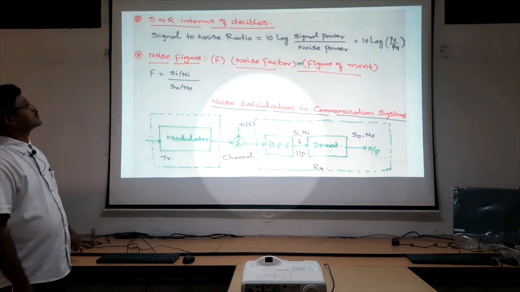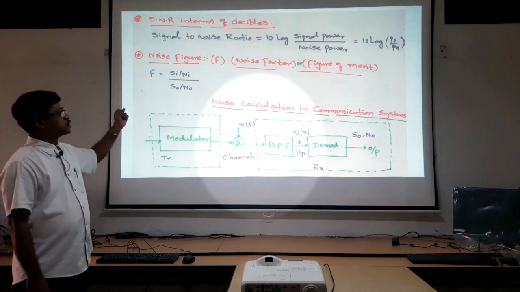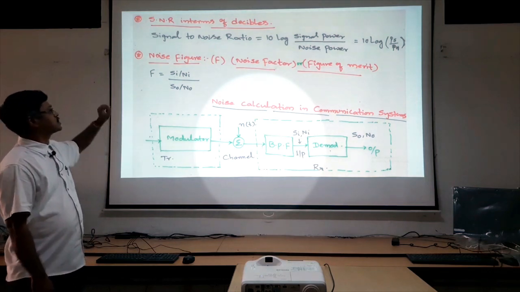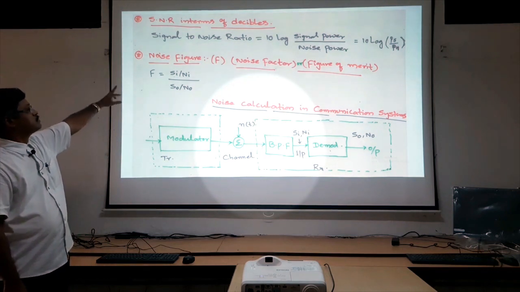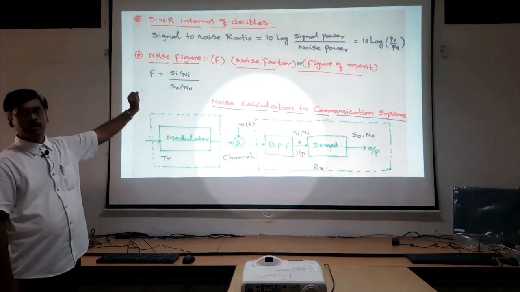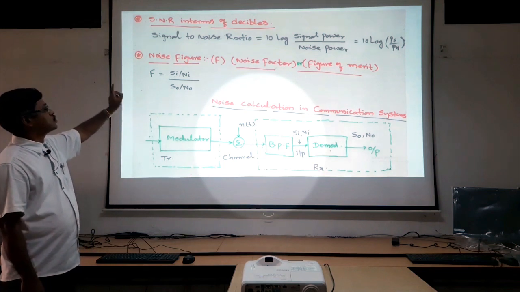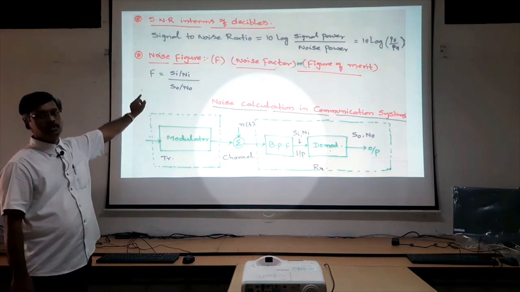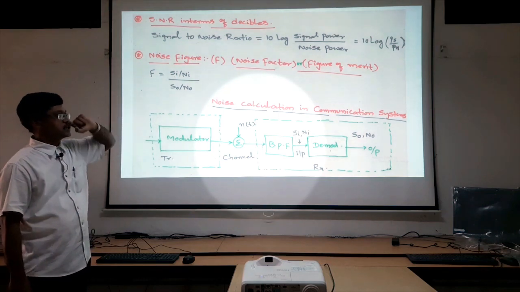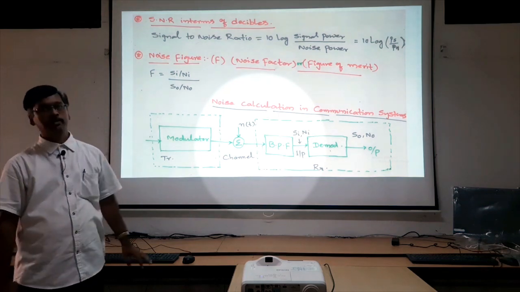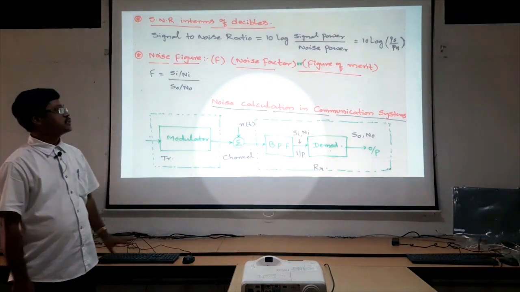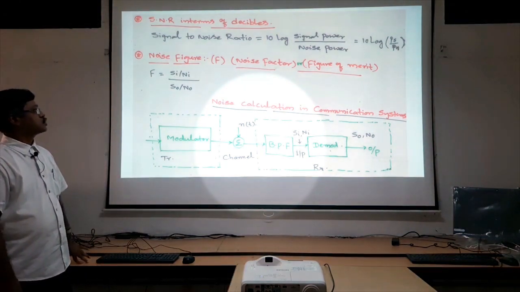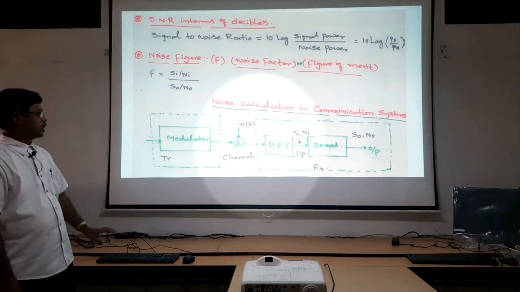Here, before attempting the signal to noise ratio for the AM system, let us focus on the difference between the noise figure or noise factor and the figure of merit. The noise figure or noise factor is the ratio of input signal to noise ratio to output signal to noise ratio, whereas the figure of merit is the ratio of output signal power to noise power to the input signal power to input noise power.